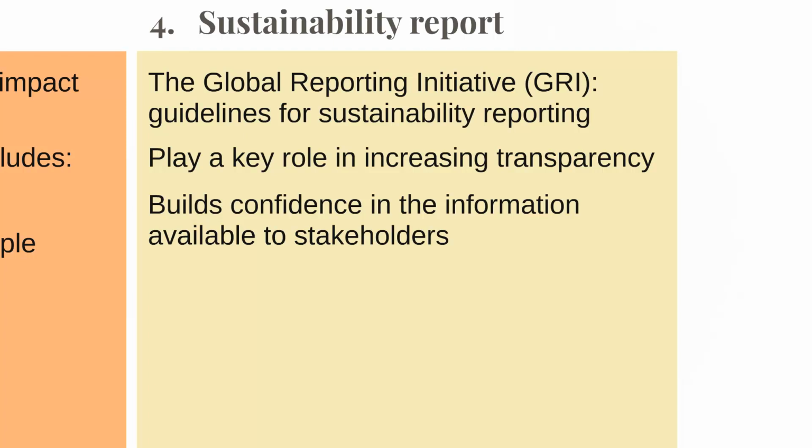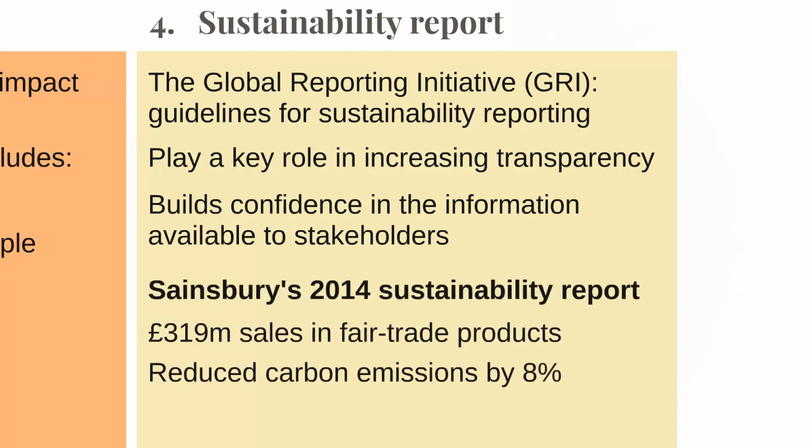So one small example of sustainability reporting comes from UK supermarket giant Sainsbury's. Now this company publishes annual sustainability reports, and in their 2014 sustainability report, amongst a range of other pieces of information, they include facts such as the fact that they've reached £319 million worth of sales in their fair trade product ranges, and also the fact that the business as a whole had reduced its carbon emissions by 8% in the preceding financial year. So very small examples there, but quite useful nonetheless in terms of showing the type of content that is included in a real life business's sustainability report.